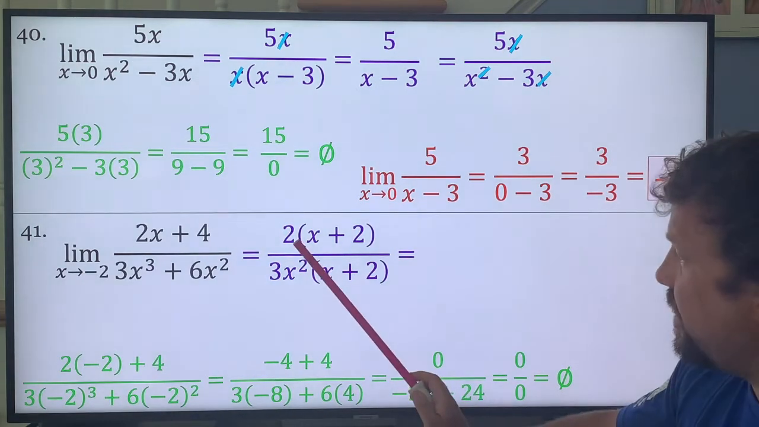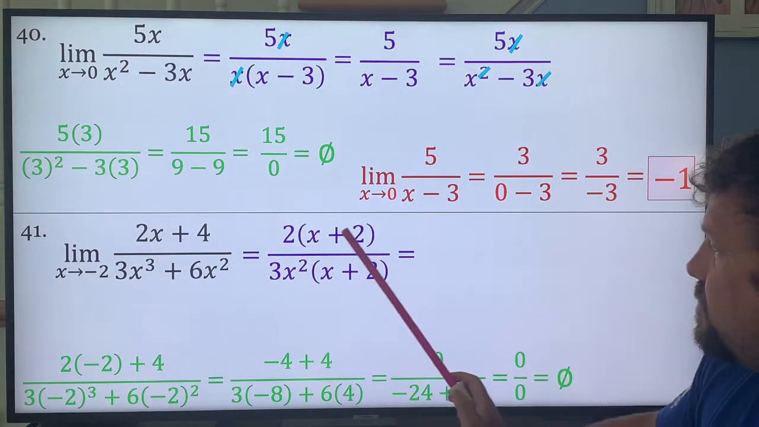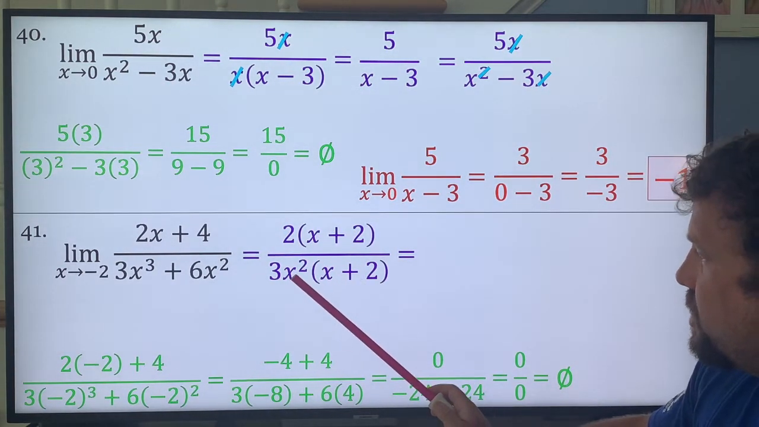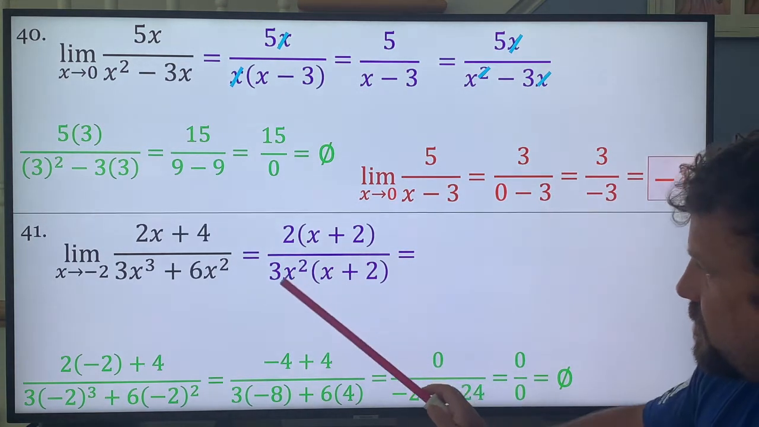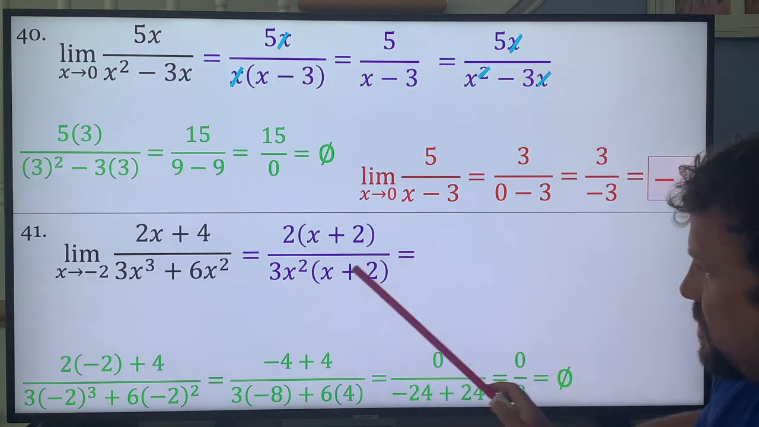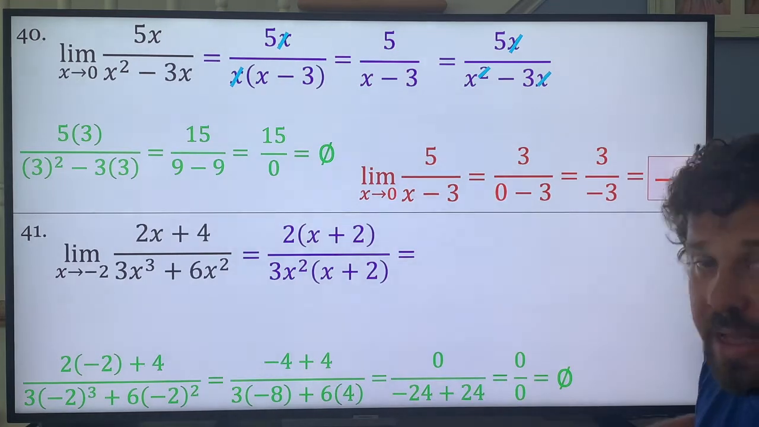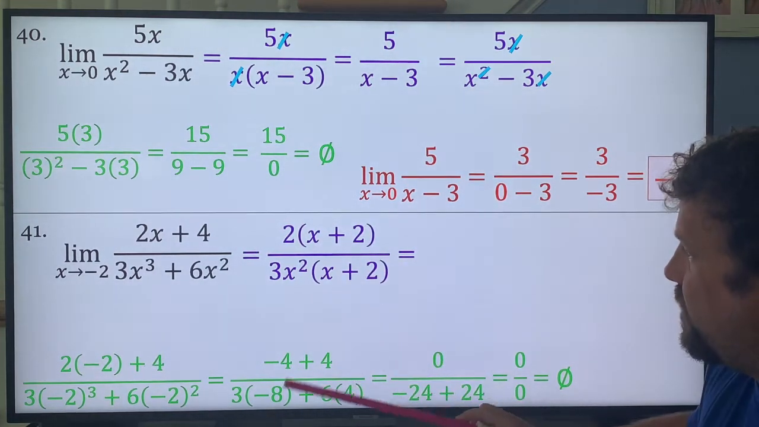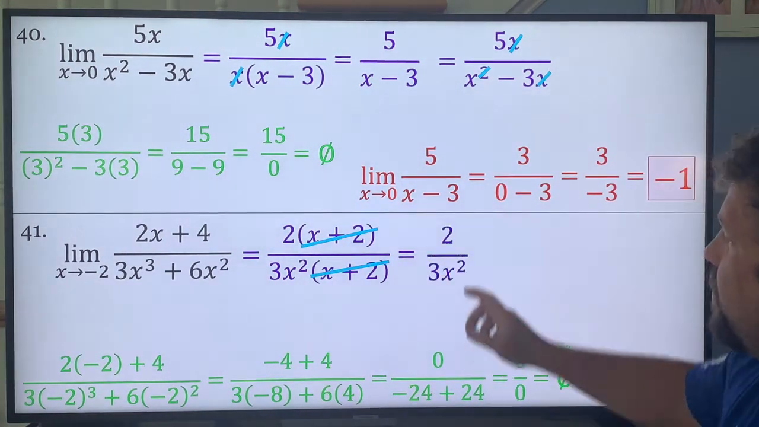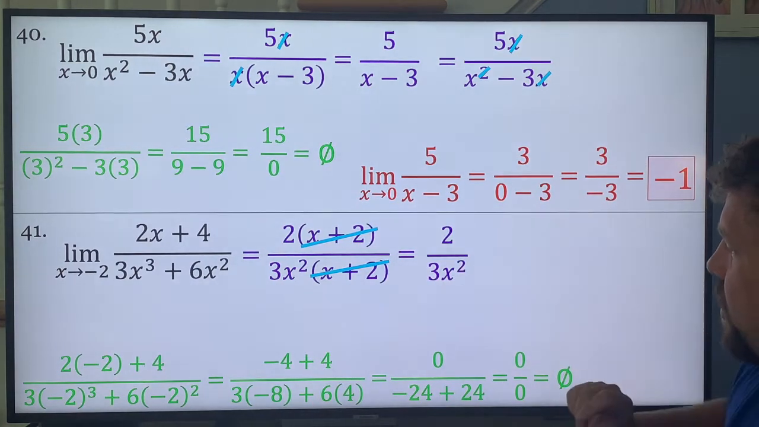So I pull the 2 out of the top. 2 times x is 2x. 2 times 2 is 4. And I pull the 3x squared out of the denominator. This is 3x cubed. This is 6x squared. Now, what can I cancel out? The x plus 2's. Leaving me with 2 over 3x squared.